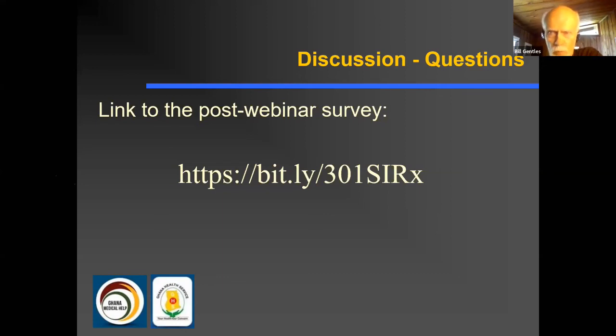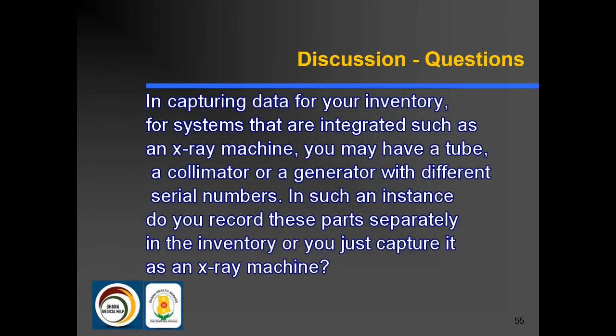Now I think we're going to open it to questions. Maybe I'll ask Martin to answer this first one. In capturing data for your inventory for systems that are integrated, such as an X-ray machine, you may have a tube, a collimator, or a generator with different serial numbers.